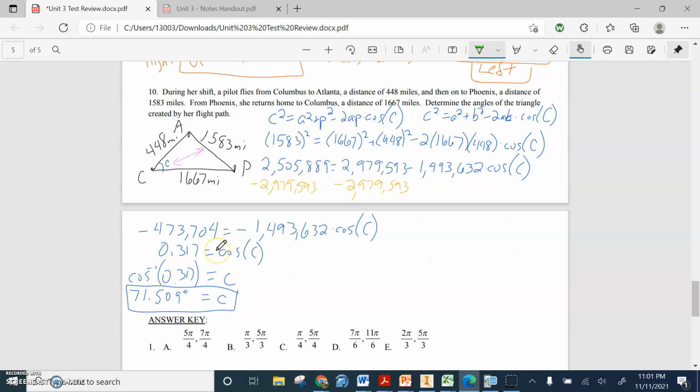The next step is to undo cosine on c. We get arc cosine of c is just c, so we get arc cosine of this. We plug that into our calculators, and we find that c is equal to 71.5 degrees. At this point in the last video, we were a solid 10 minutes, maybe more, in, so I'm glad we're halfway there.